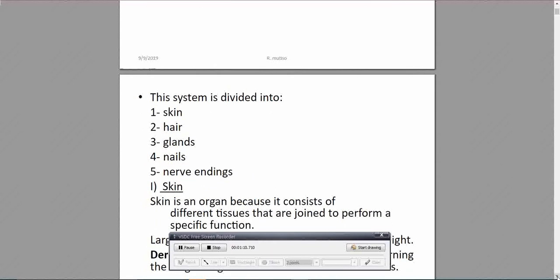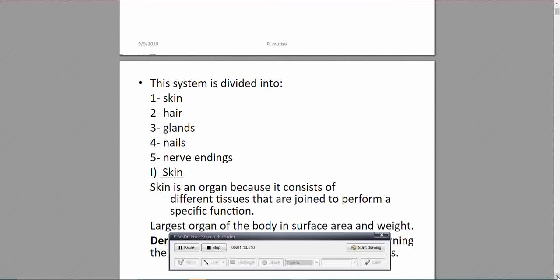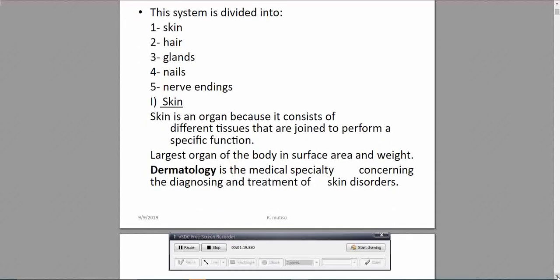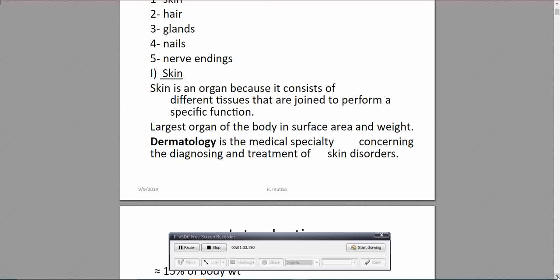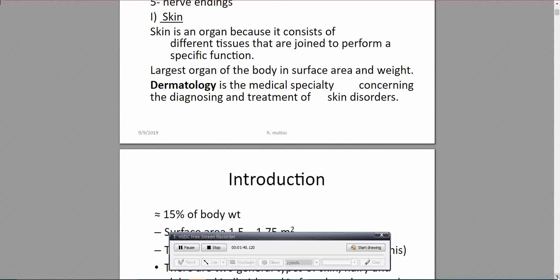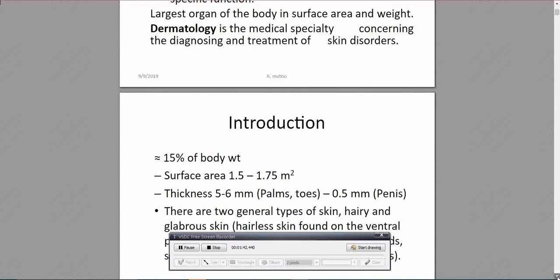The integumentary system is divided into skin, hair, glands, nails, and nerve endings. So we start with the skin. The skin is an organ because it consists of different tissues that are joined to perform a specific function. Remember, an organ must have more than a single tissue, so it has to have many tissues combined. The skin is actually the largest organ of the body in surface area and weight. Dermatology is a medical specialty concerning the diagnosis and treatment of skin disorders.